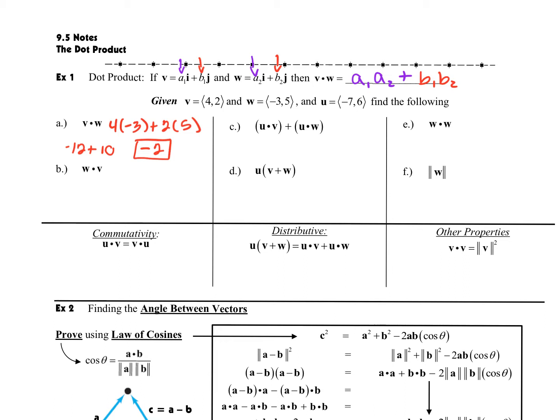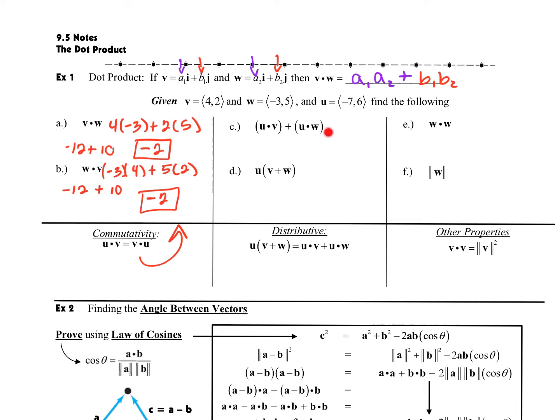Our dot product of W dot V means we're going to take our negative 3 times our 4, and add that to our 5 times our 2. So not surprisingly, we get the same answer no matter which way we do our dot product. So that is the commutativity of the dot product. It doesn't matter if you do U dot V or V dot U, you're going to get the same answer either way. Just realized I didn't write that answer there.